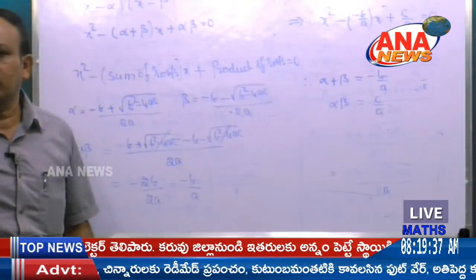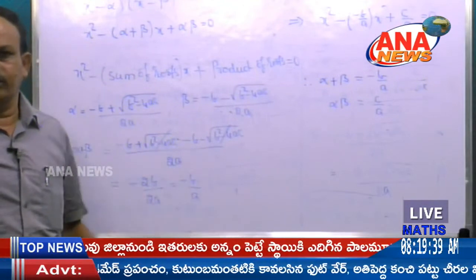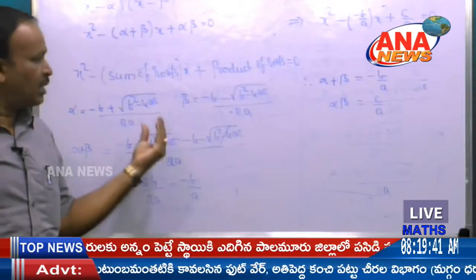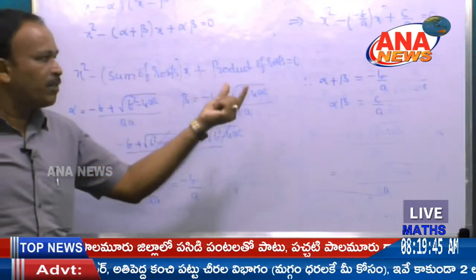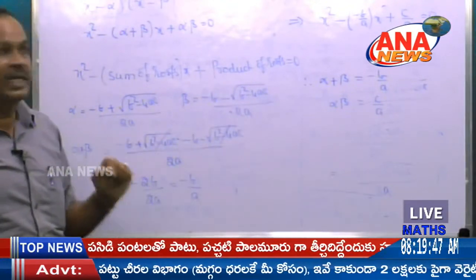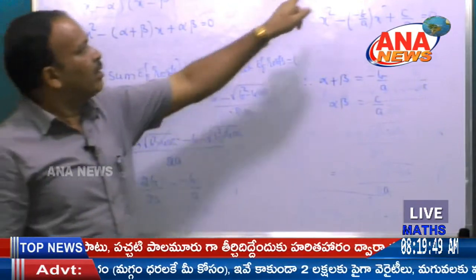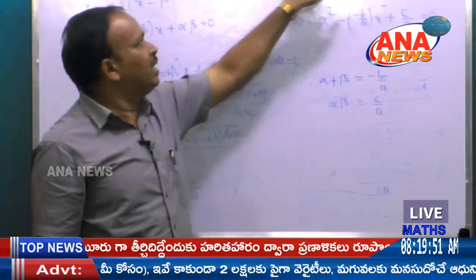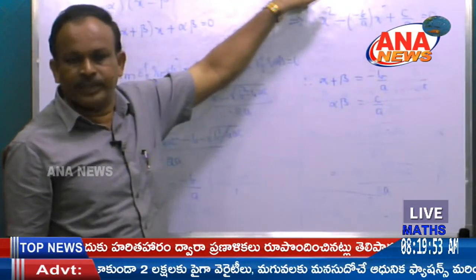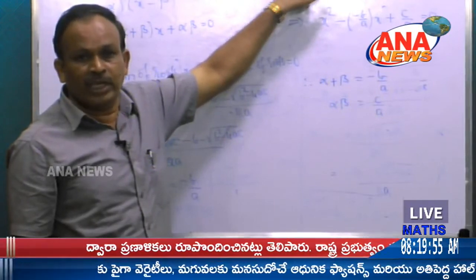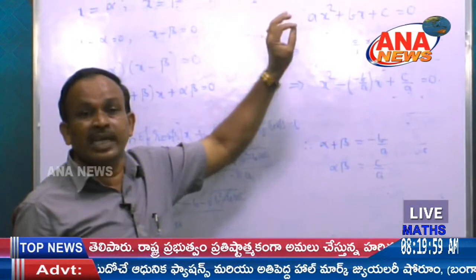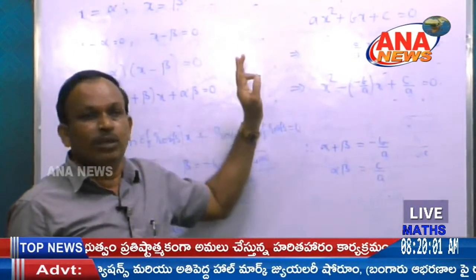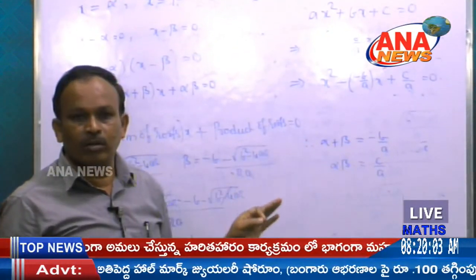Similarly, the product of roots, alpha beta, is also c by a. Verify it yourself. Now the sum of roots is minus b by a. What is b? The coefficient of x. And a is the x square coefficient. In a second degree equation, the x square coefficient is a, and it is not 0. A is not equal to 0.